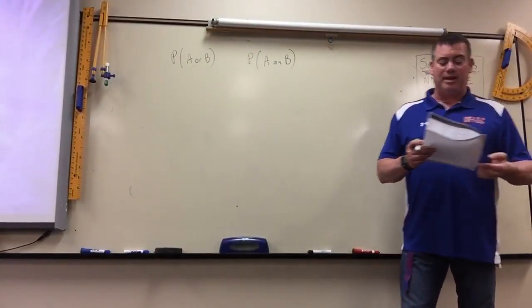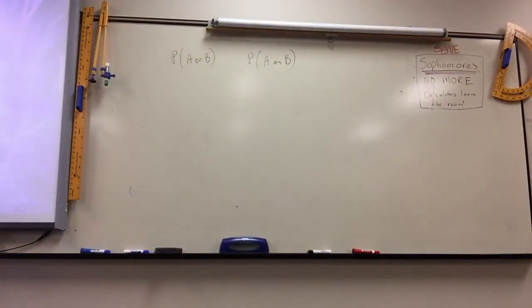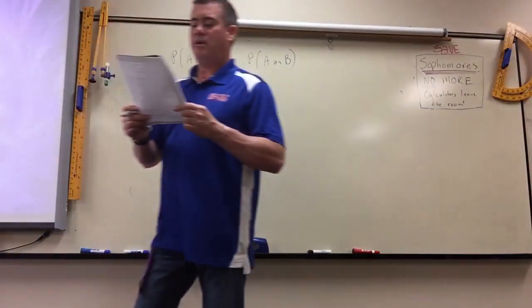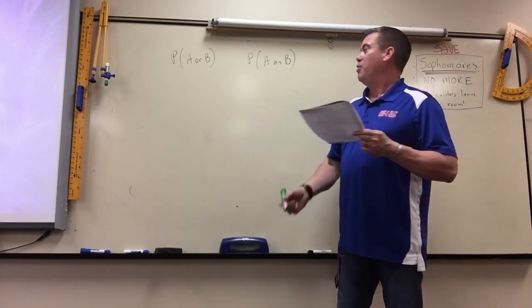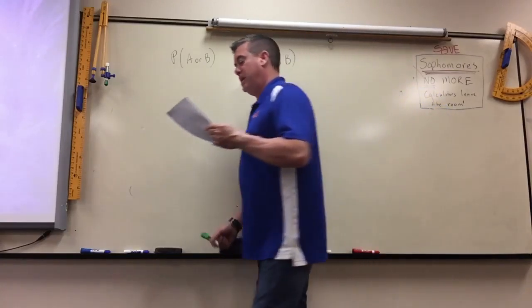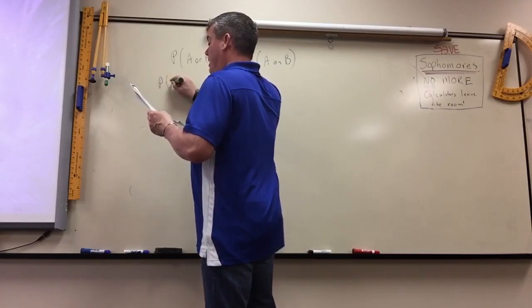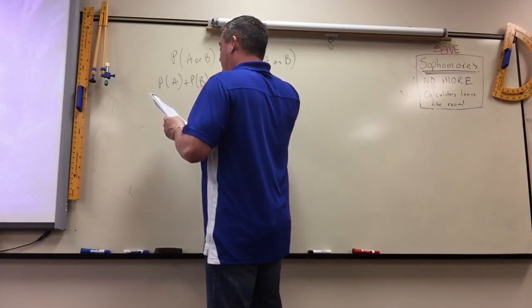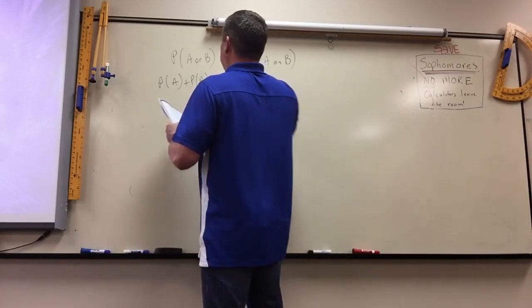So these probabilities. When you're finding A or B, you've got to take the probability of A plus the probability of B minus the probability of A and B.